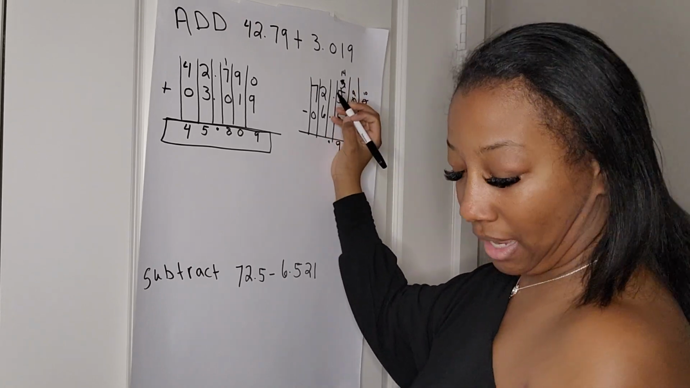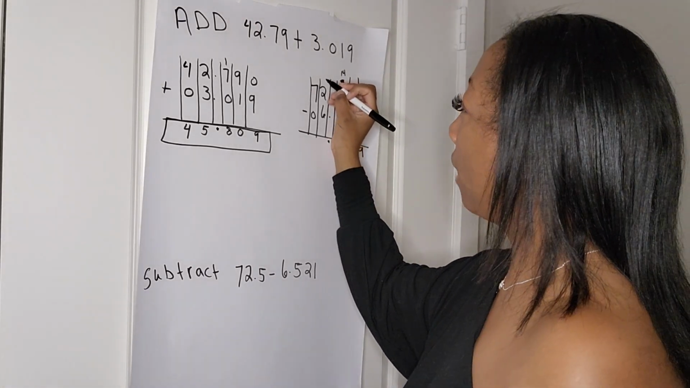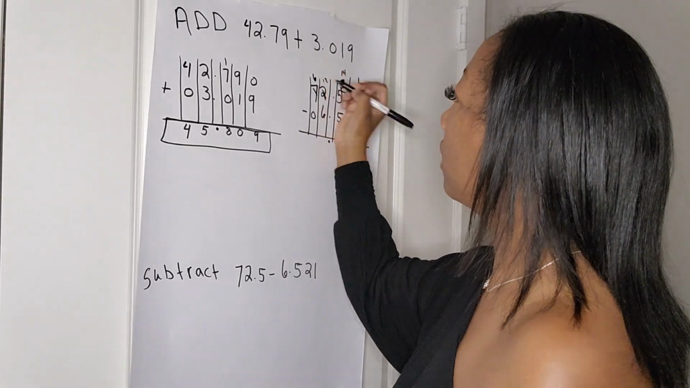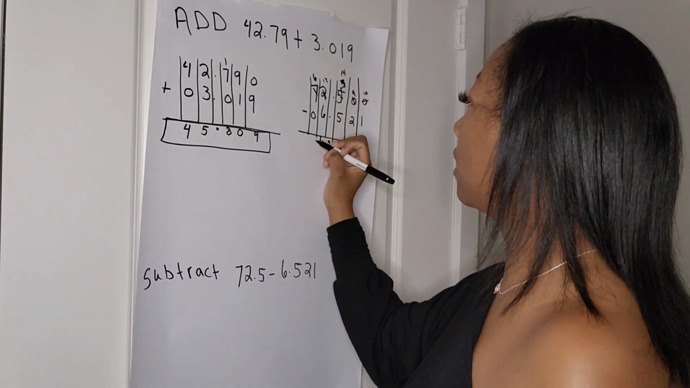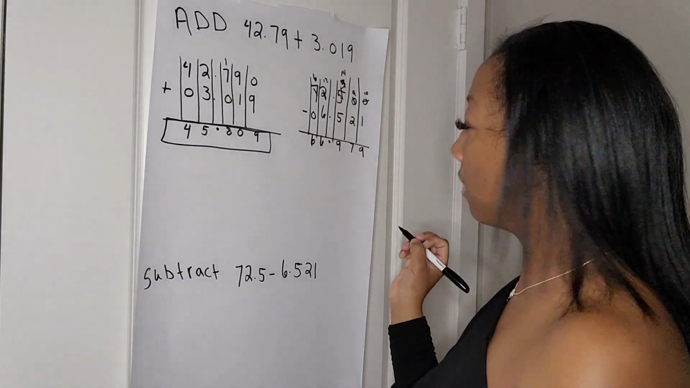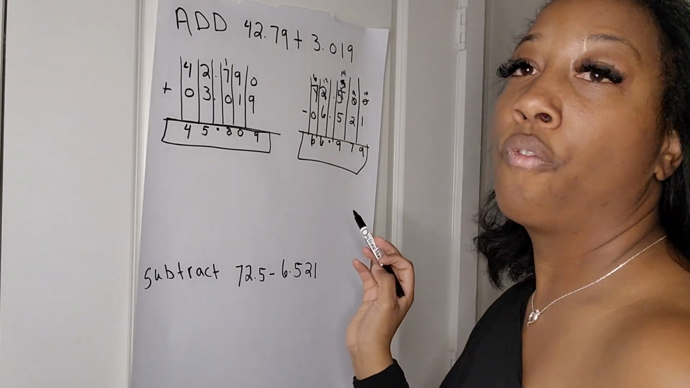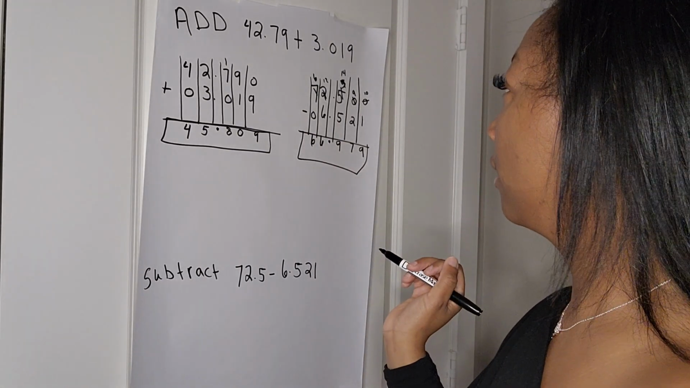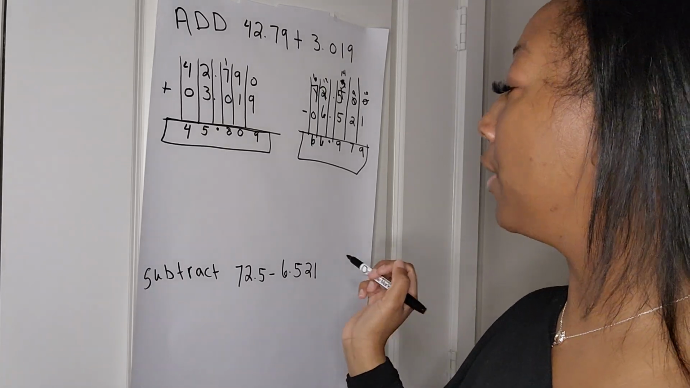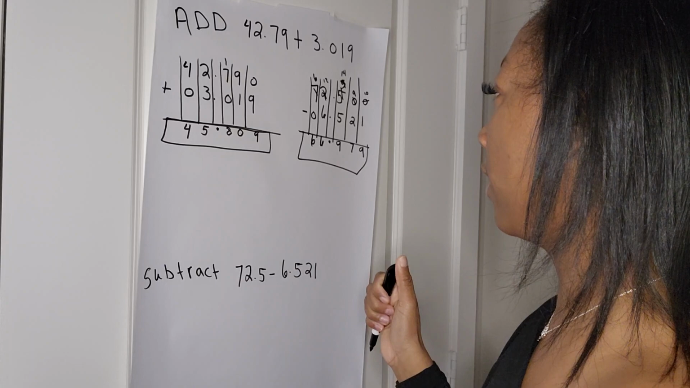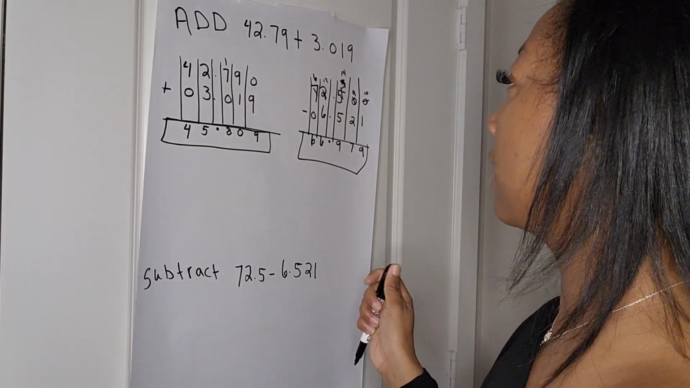Okay, there's my dot. This one became 12. And this one became 6. So there's my 6. 66.979 is the answer to 72.5 subtract 6.521. The answer is 66.979.